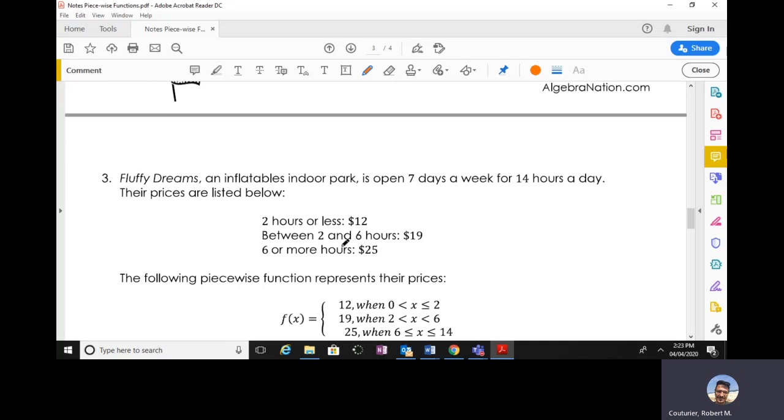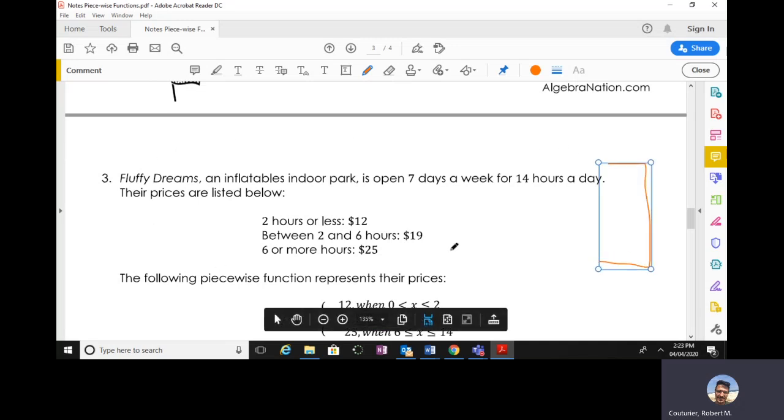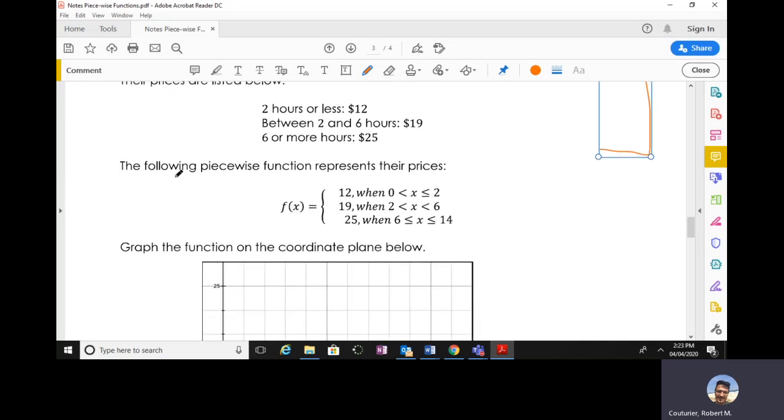Here's the next question. So Fluffy's dreaming of indoor, blah, blah, blah, all this stuff. When they give you all this wording, guys, I'm telling you, this entire chunk is just distractor. Feel free to read it on your own. Okay, the important meat and potatoes of it says the following piecewise function represents their prices. Here's your functions.